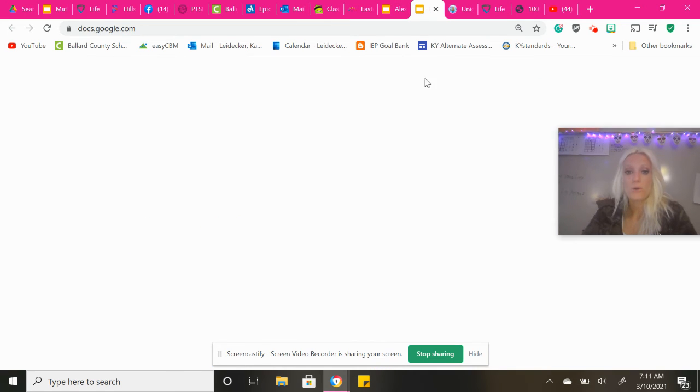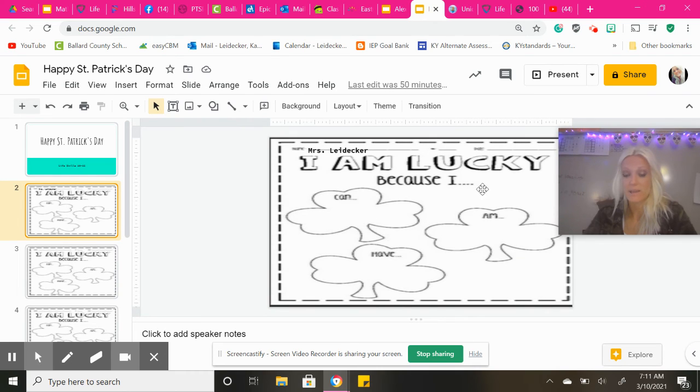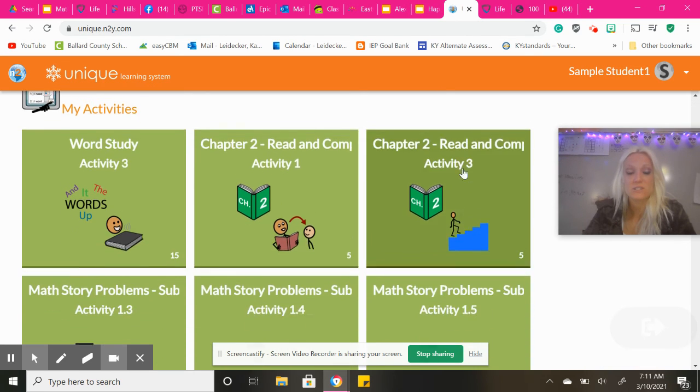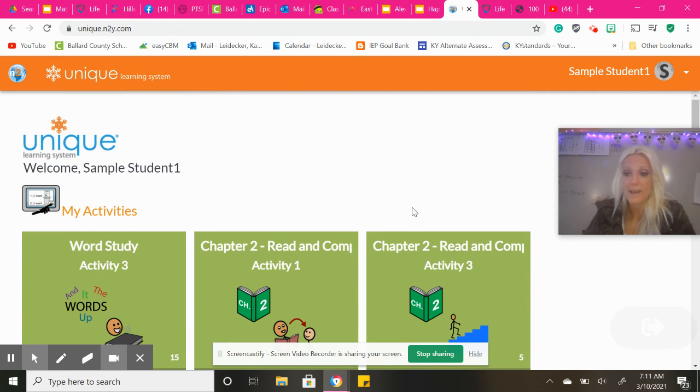And then tomorrow we'll be working on our St. Patrick's Day slide. I am lucky because I can. I am lucky because I am. I am lucky because I have. So that will be completed tomorrow, kind of for our St. Patrick's Day month, which is the 17th. So it's exactly a week away, next Wednesday. If you have any questions, please let me know. That completes everything for N2Y and Epic today.